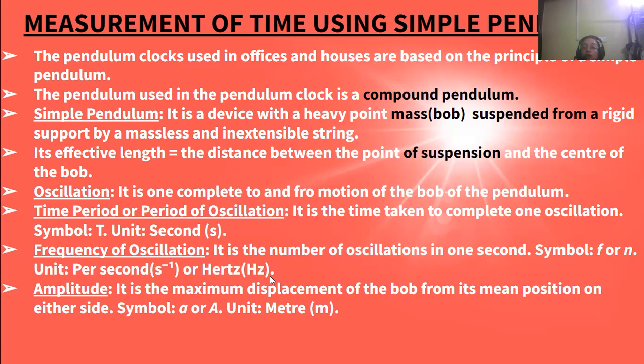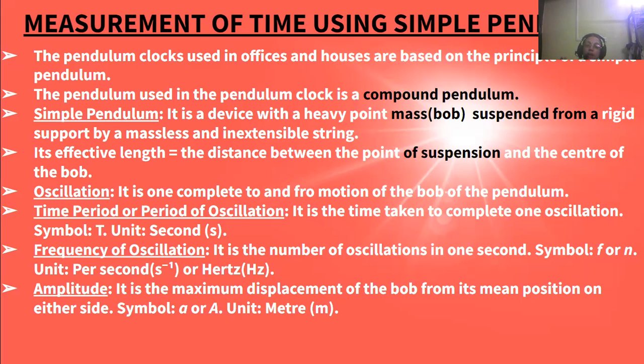Now, frequency of oscillation. Frequency of oscillation is the number of oscillations in 1 second. In 1 second, how many oscillations are being made by the pendulum? It is denoted by the symbol small f or small n. Its unit is per second, or s to the power -1, or hertz, Hz. So its unit is either per second or hertz.